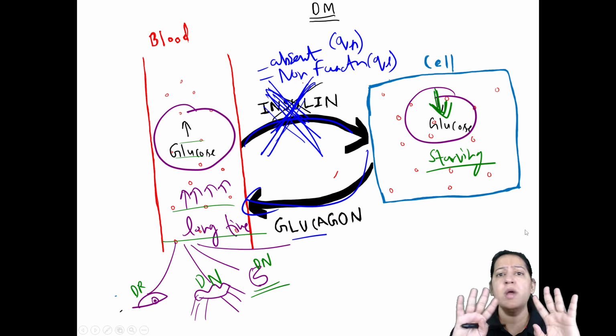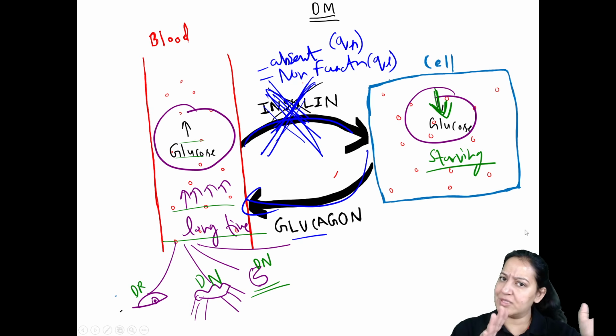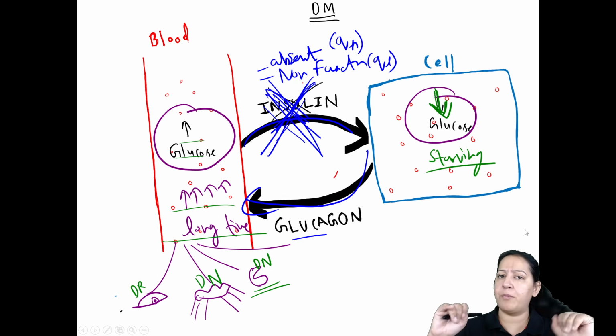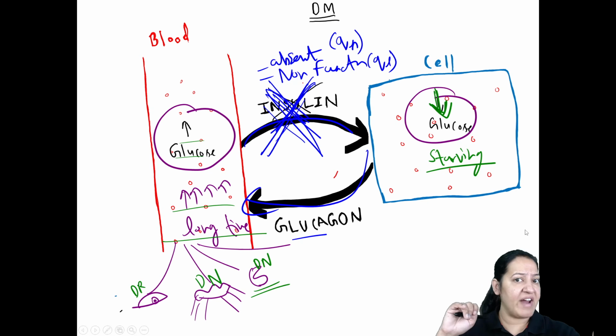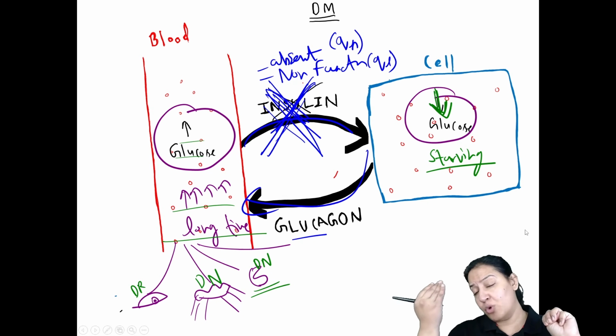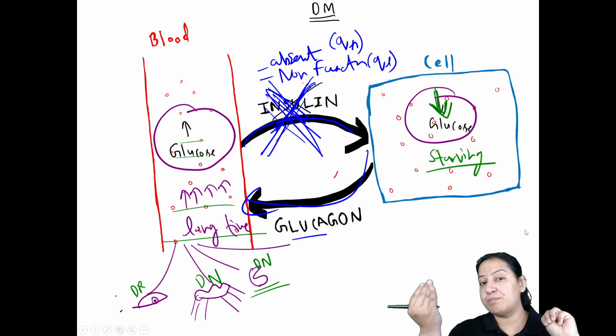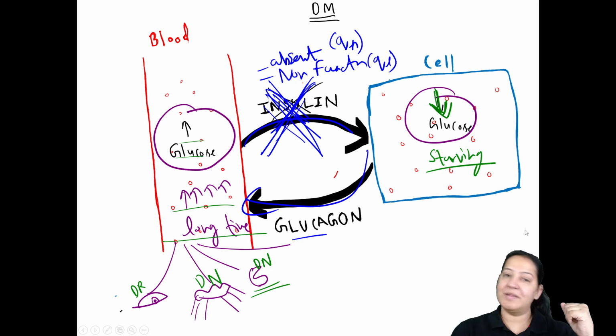In this scenario, insulin will not shift the blood glucose into the cell. So blood glucose level will rise and cell glucose will fall. Both are problematic. If blood glucose level rises, it will cause damage to multiple organs, especially 3 organs. And if cell glucose level falls, the cell will starve for energy despite having abundant glucose right at the doorstep.